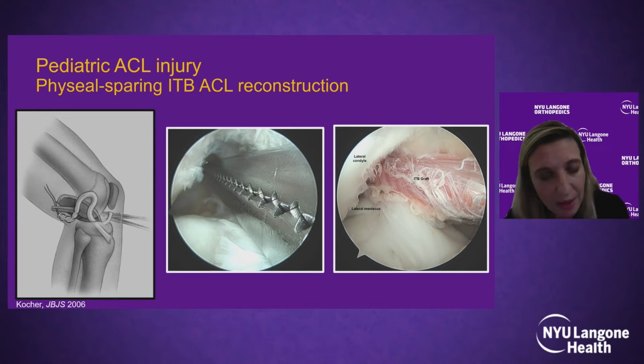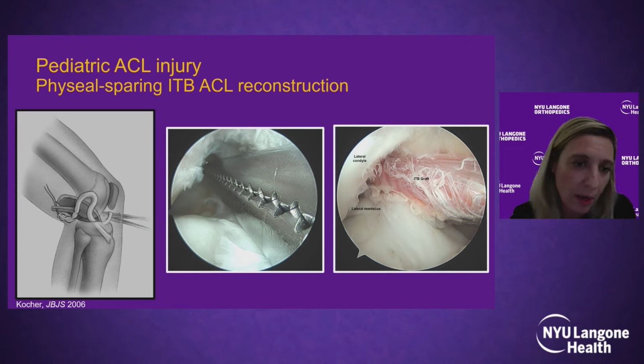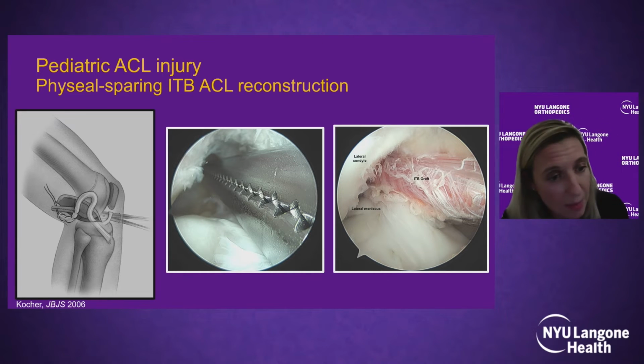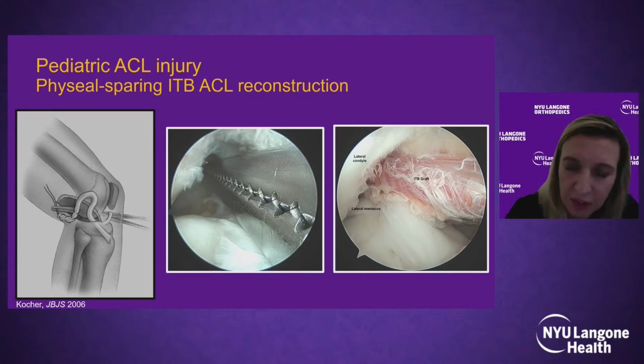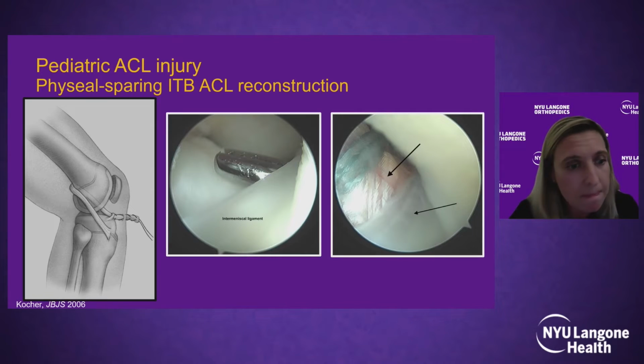So here we're looking at a vascular clamp that's placed through the anteromedial portal. It's going around the back of the femur to grab those stitches and then to shuttle the graft around the top of the femur and into the knee. And this is what it looks like on the right here. The IT band graft you can see is being shuttled into the knee.